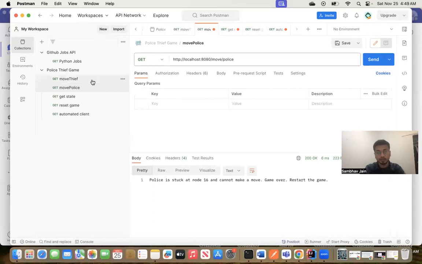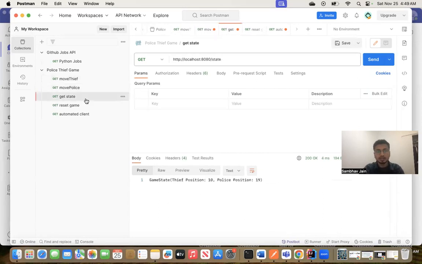Now even if thief tries to play, let's see what it gets. So yeah, since police is stuck, now thief has won automatically because police cannot make a move in the graph and thief is free to move to any node in the graph. So they actually won. Even now if police tries to hit the endpoint, they won't be able to, and they'll get the final concluded message that thief has already won and the game is over.